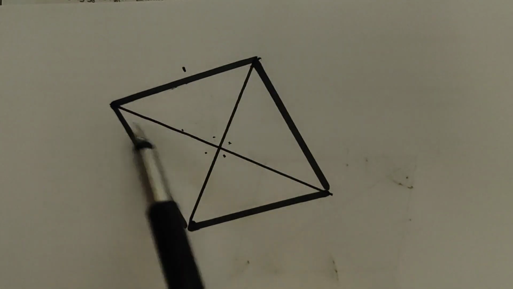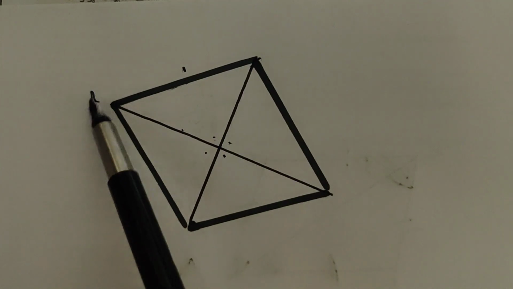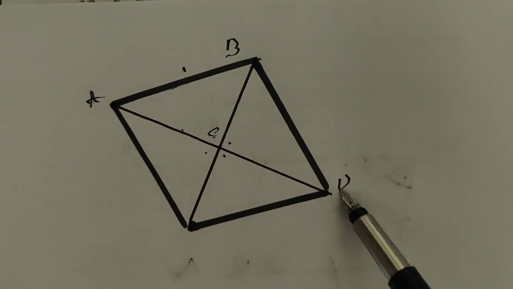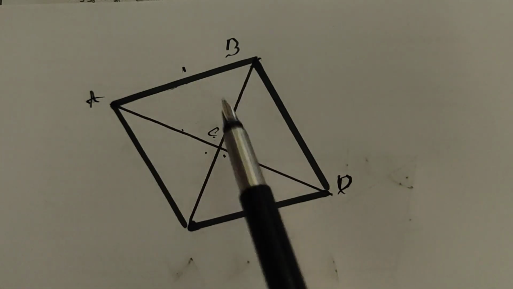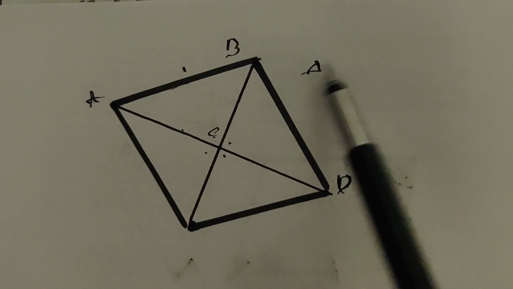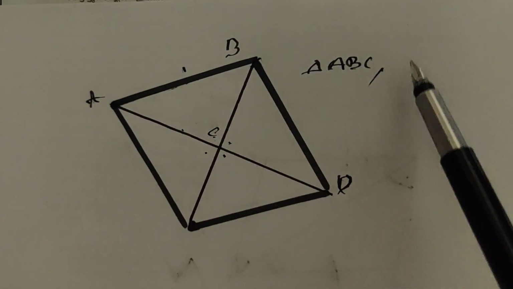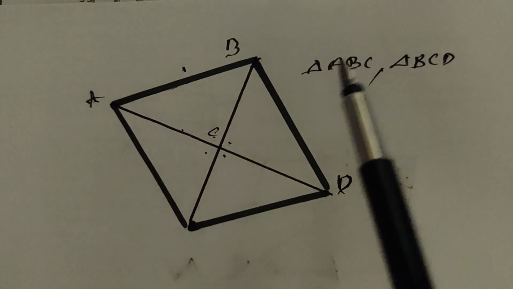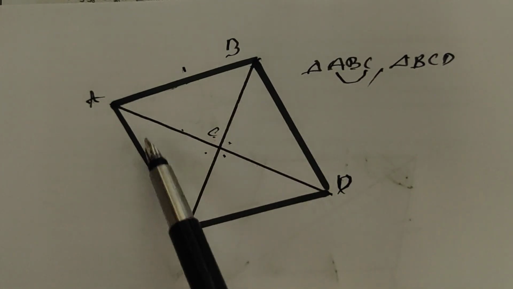And now consider these two triangles. ABC, one triangle, and BCD, the second triangle. What happened here? Triangle ABC. Triangle BCD. We can see why we take these two triangles.